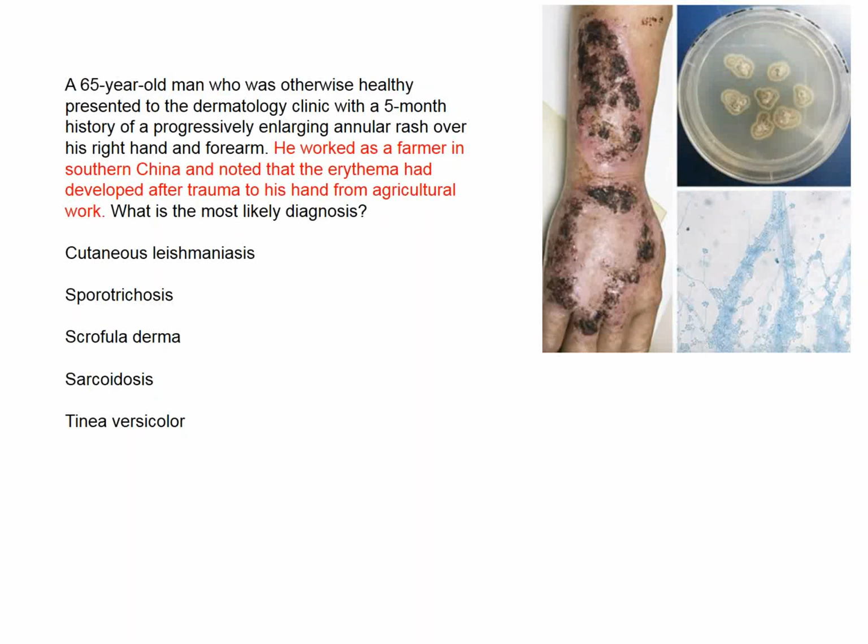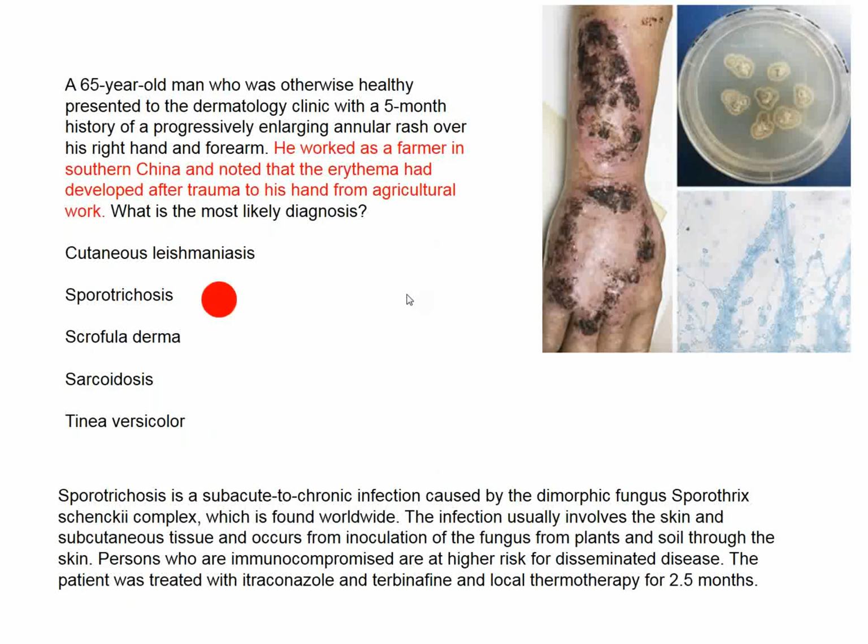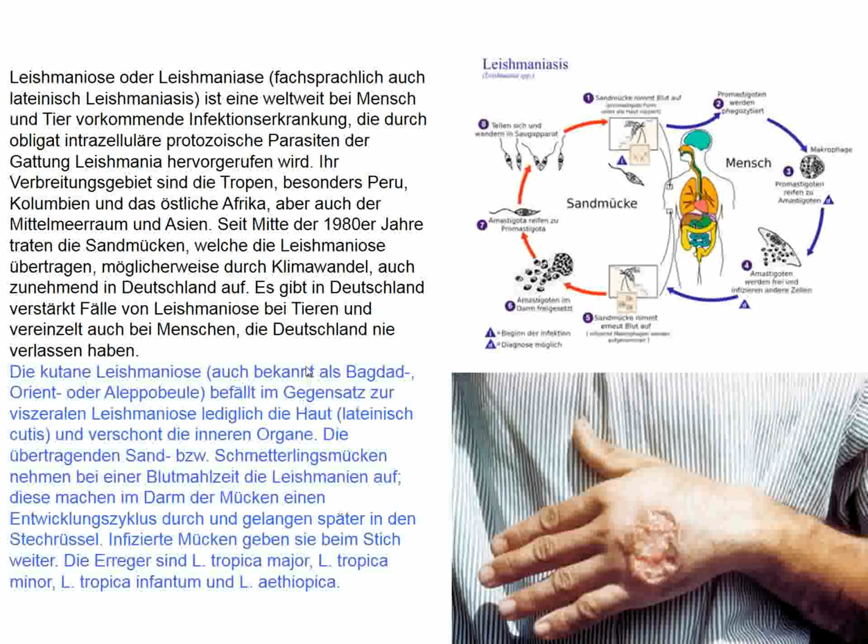So if the infection is based on working with soil material and it's fairly indolent and has these annular kinds of lesions, this has to be sporotrichosis. And indeed, that's the correct answer. And this infection was treated with various antifungals, and it takes a long time to get better, but eventually this patient recovered.